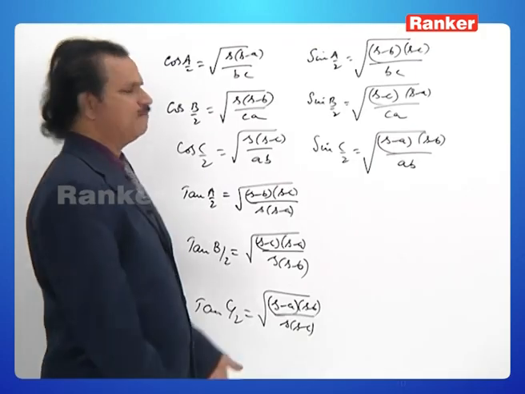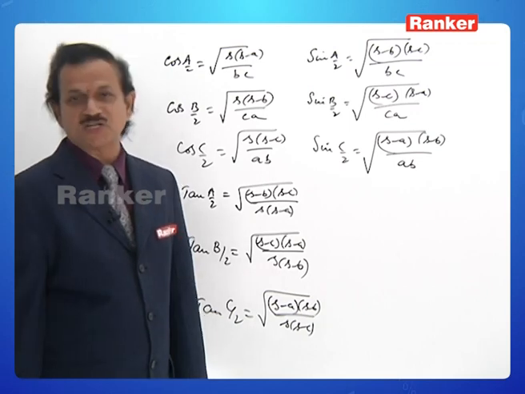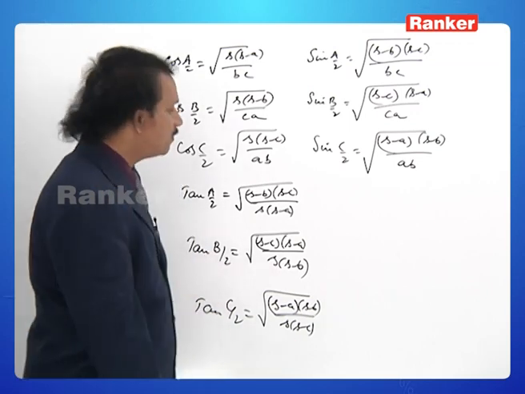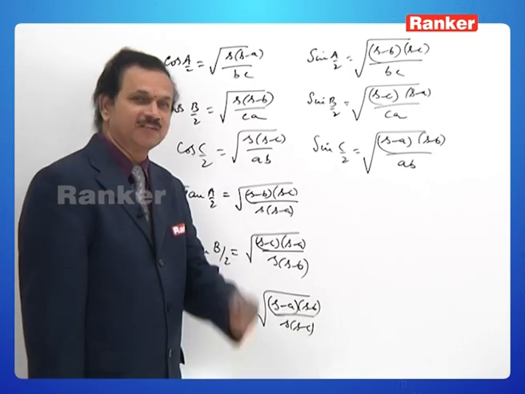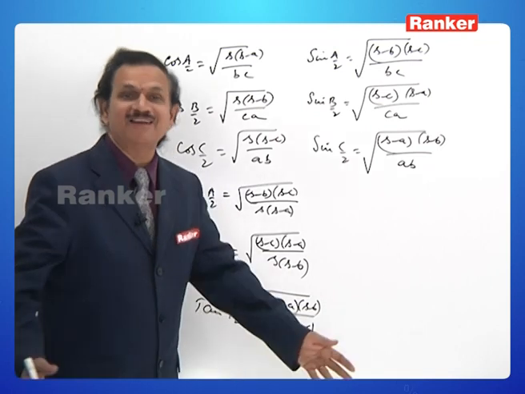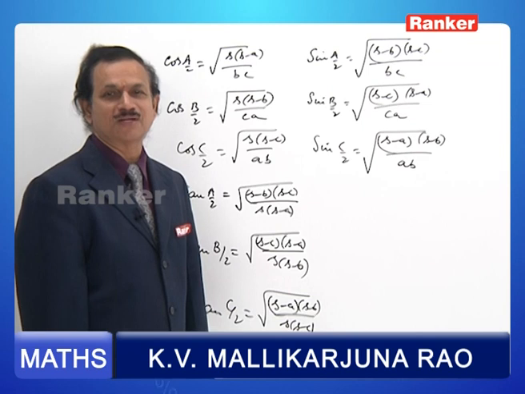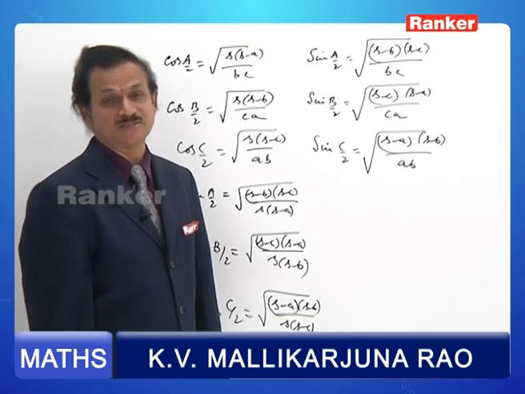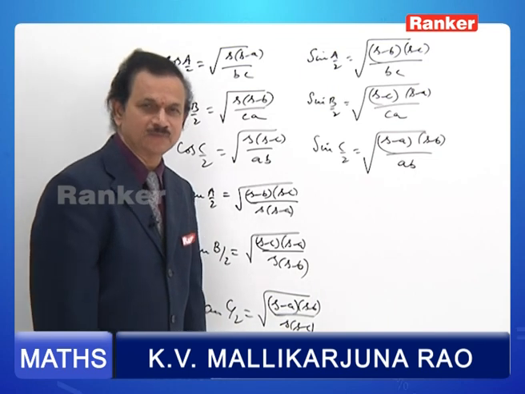These are very familiar, very useful, very important formulae in properties of triangles. Altogether they are called by a famous and common name, the half angle formulae: sin A by 2, sin B by 2, sin C by 2, cos A by 2, cos B by 2, cos C by 2, and tan A by 2, tan B by 2, tan C by 2.